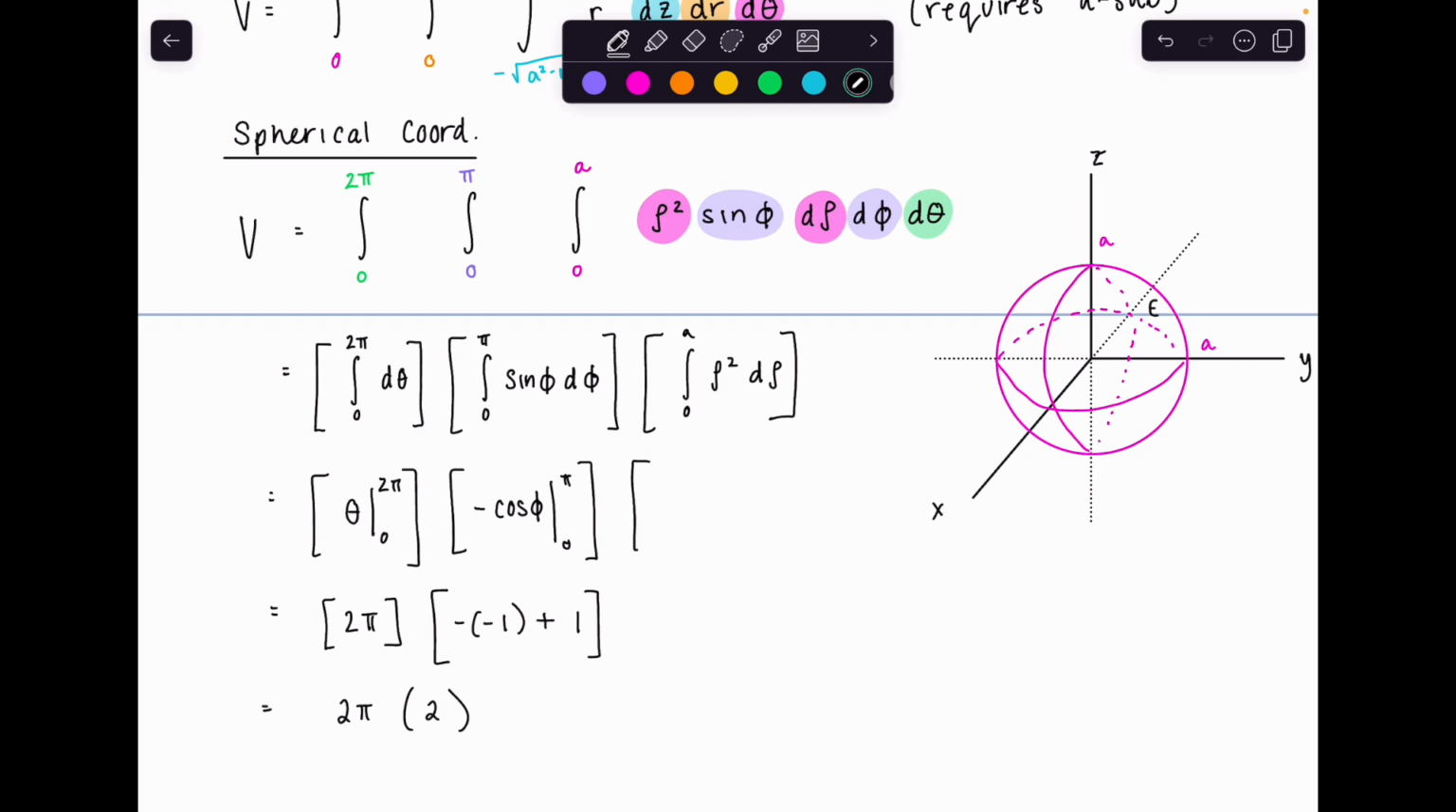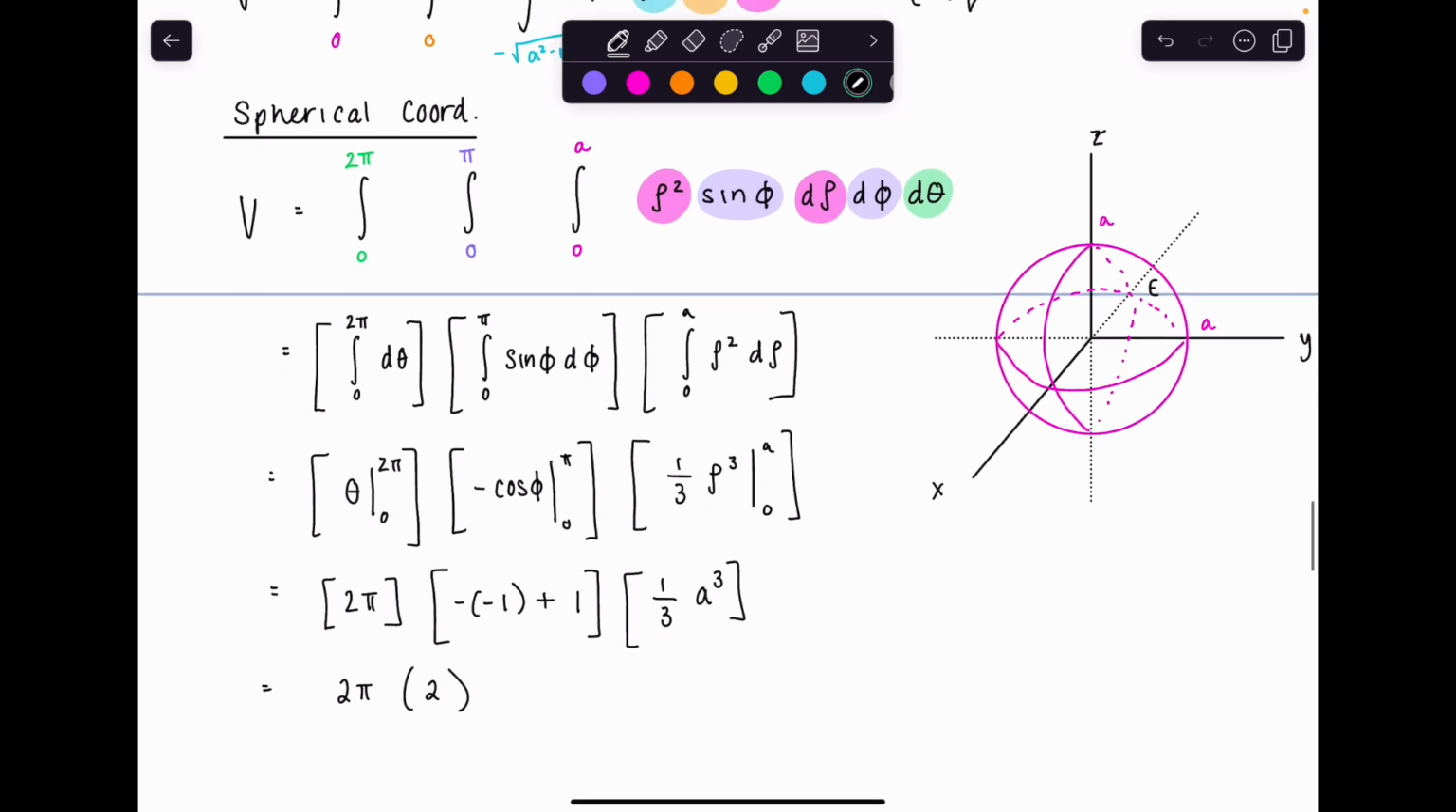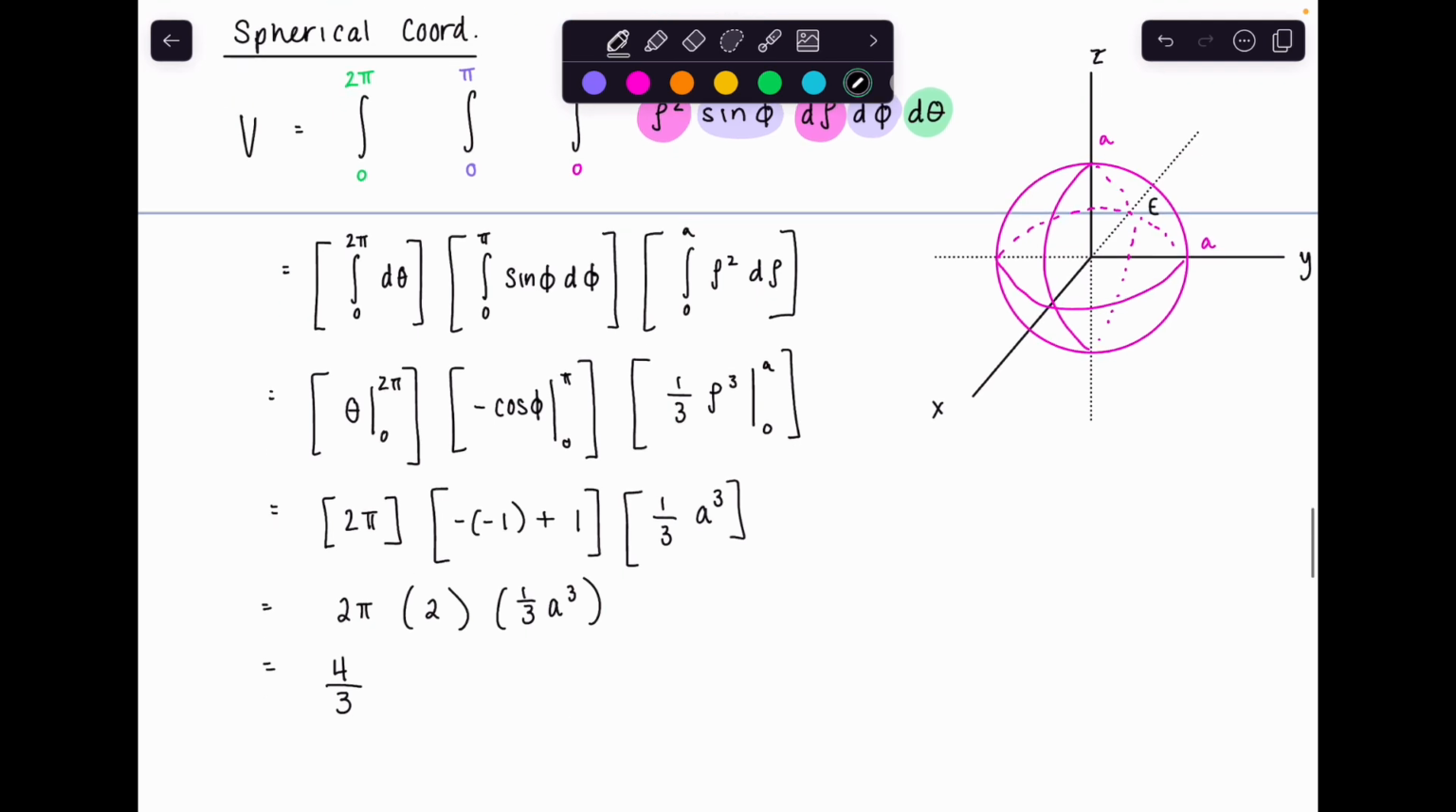Then we've got this last integral. Antiderivative of rho squared is 1/3 rho cubed, evaluated from 0 to a. Plugging in 0 is great, so this just gives us 1/3 a cubed. So you get 2 pi times 2 times 1/3 a cubed, which gives me exactly the volume of a sphere. So 2 times 2 is 4, times 1/3 gives me 4/3 pi times that radius cubed. So really fantastic for us.